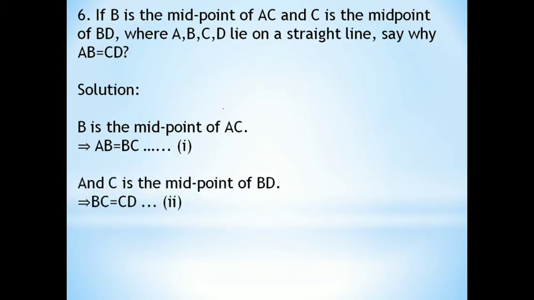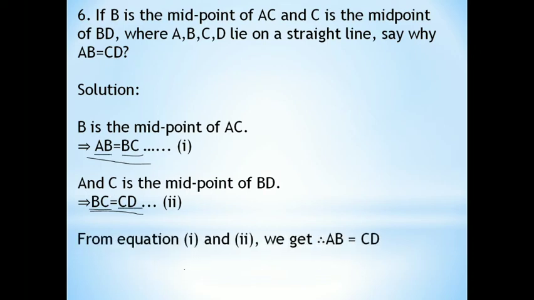And C is the midpoint of BD, that means BC is equal to CD. Now look at here, AB is equal to BC and BC is equal to CD. So BC is common. So directly we can say AB is equal to CD. So from equation 1 and 2 we get AB is equal to CD. So yes, we can say that AB is equal to CD.